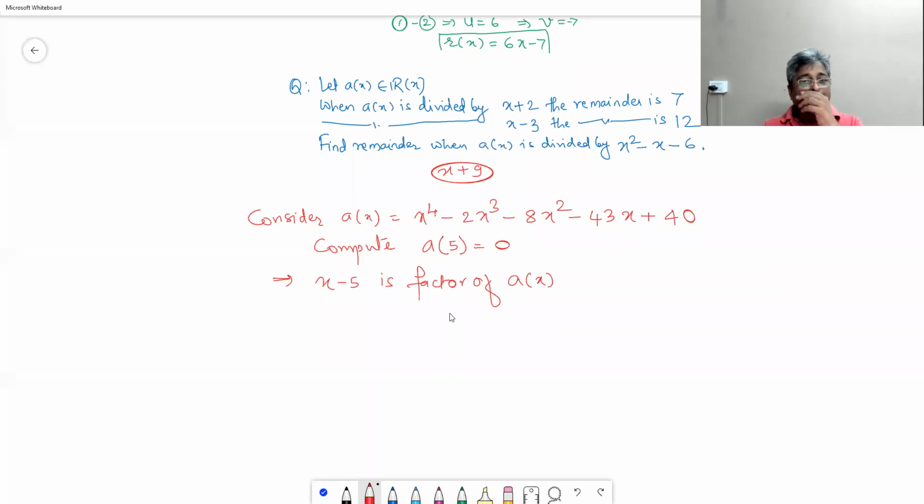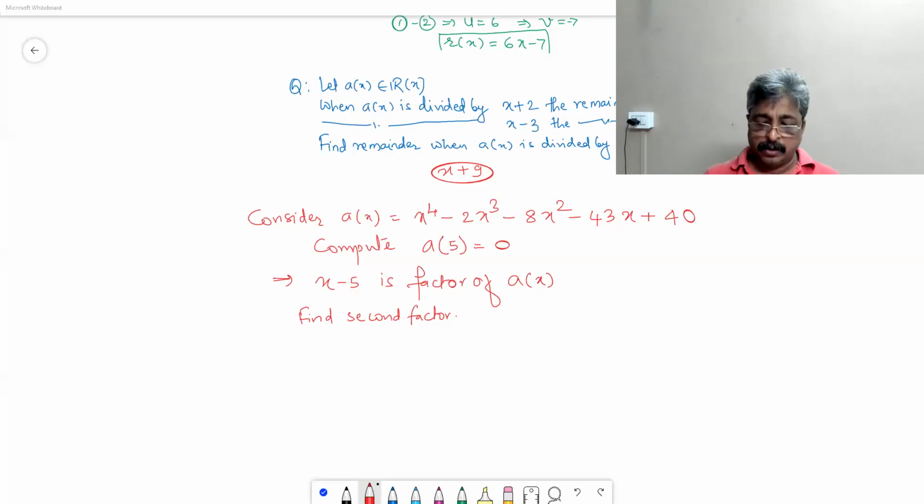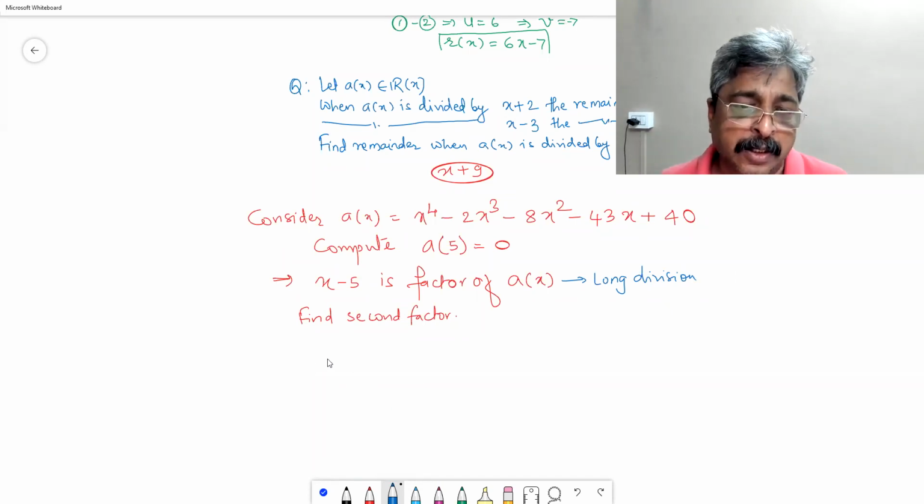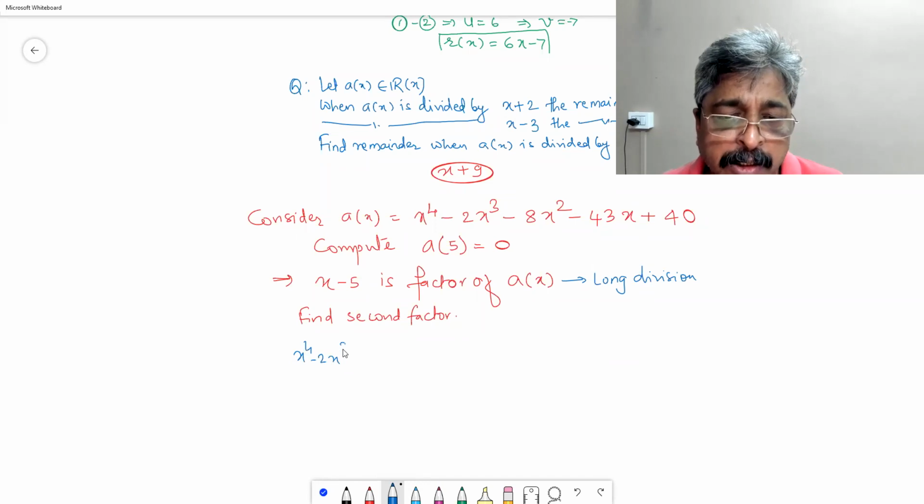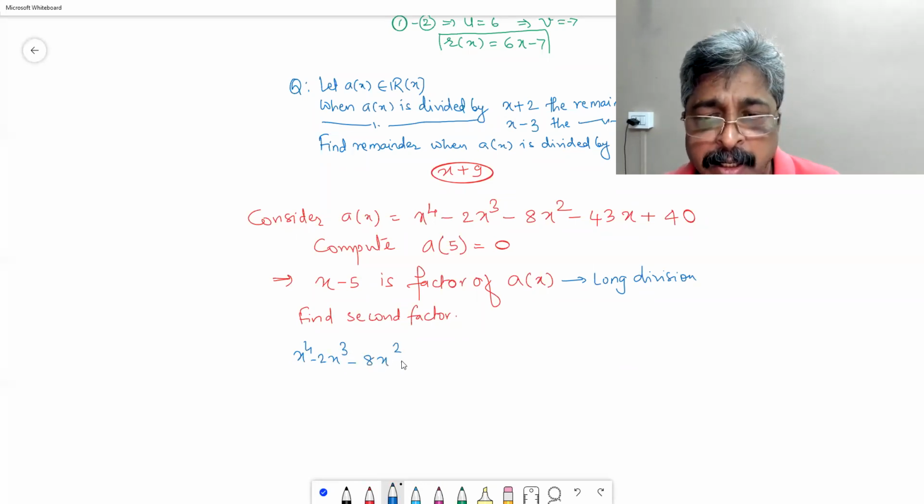Okay, good. Find the second factor. So you can either perform long division, which is the conventional thing to do, but we need to do it a little faster.